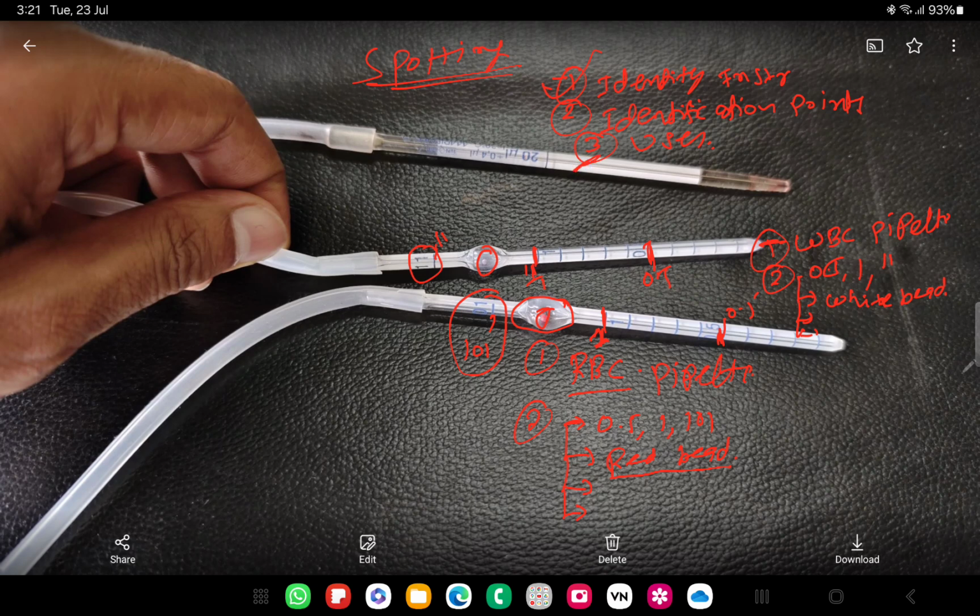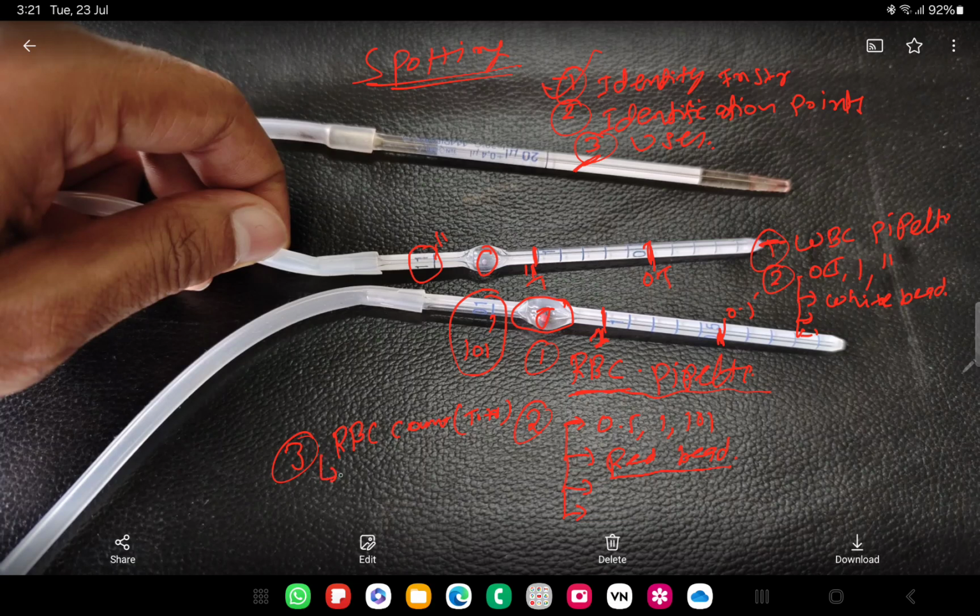First, the RBC pipette uses. So I'm going to the third point, uses of the RBC pipette. I'm talking about the RBC pipette now. Here you can see the use is obviously RBC count. I'm talking about total RBC count. Obviously RBC count is done for the total number.